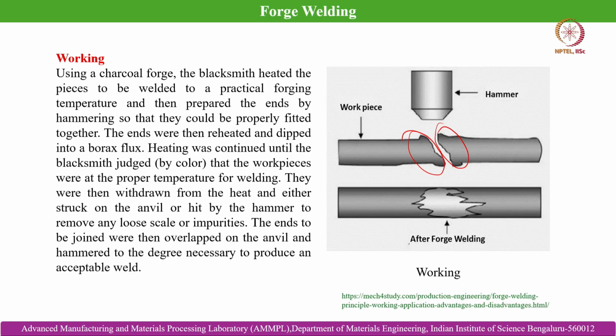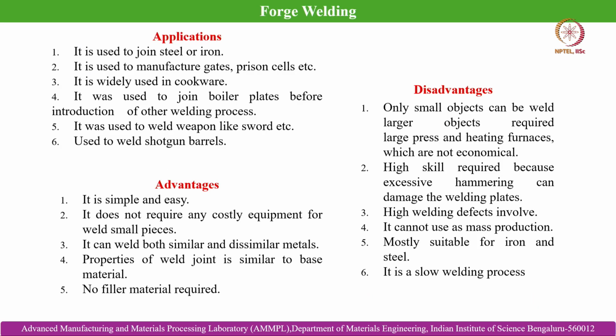If the faying surfaces are not made clean from the oxides or the scales, then the joint property will be inferior, and there will be every possibility of failure of the joint from the locations where there is entrapment of oxide skin or loose scale. The ends to be joined were then overlapped on the anvil and hammered to the degree necessary to produce an acceptable weld. This is the philosophy of forge welding.